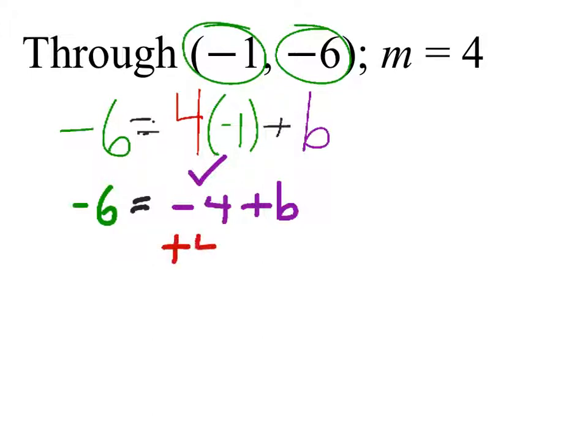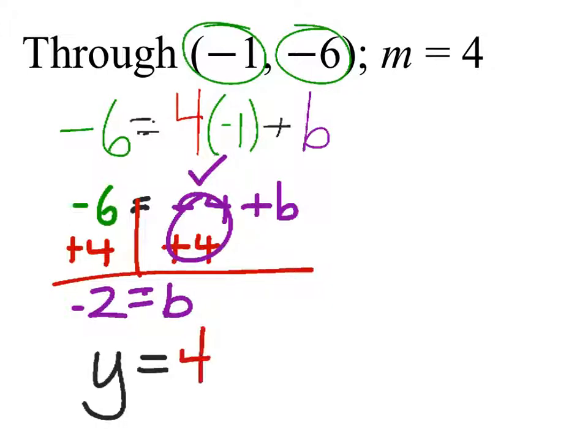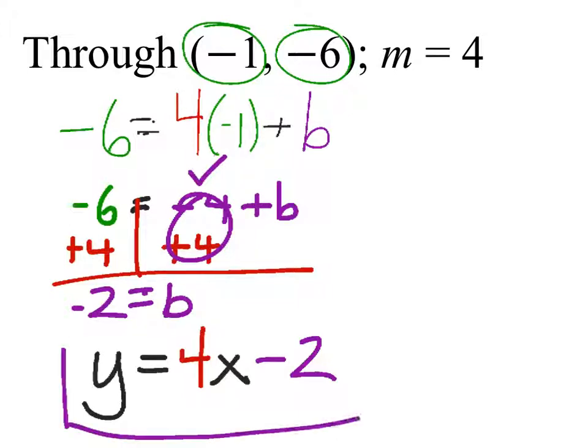Add 4 to both sides, right? This is all from unit 1, which was a little while ago, but doable. So negative 6 plus 4, I get negative 2 equals, well, this is a 0 pair, so I get a b. Well, do we have our y-intercept now? Yes, we do. And we could write the equation y equals, we know the slope, 4 times the x. And then in this case, it'd be minus 2 because it's a b value of negative 2. There it is.